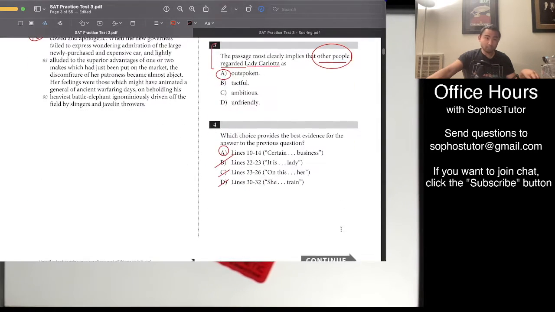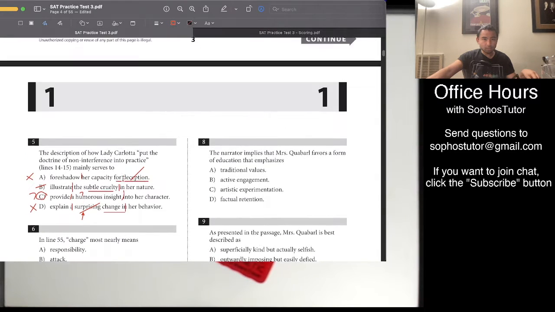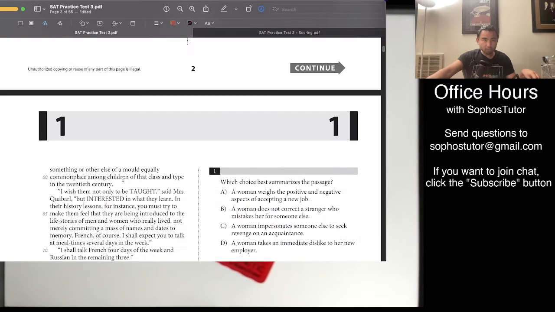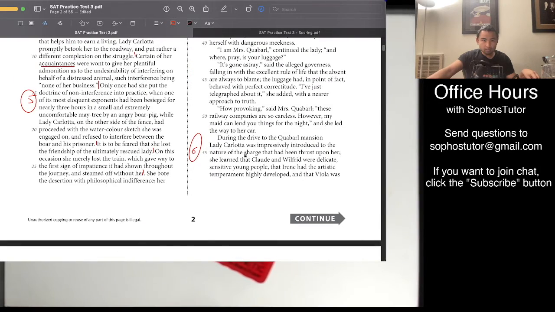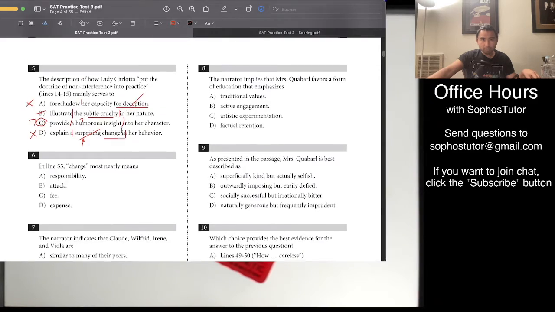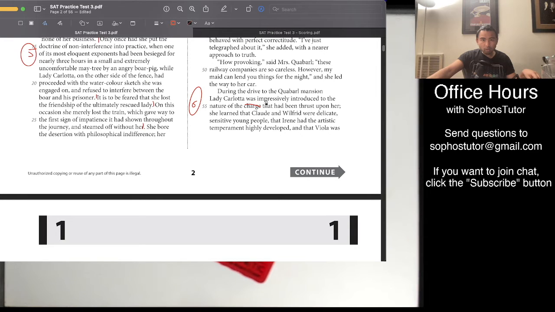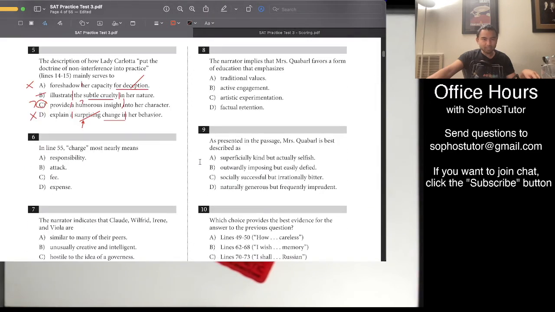Whew. Question number 6. In line 55, charge most nearly means. So let's go ahead and cross out charge in line 55. Okay, what are we going to plug in for charge? Responsibility. Lady Carlotta was impressively introduced to the nature of the responsibility that had been thrust upon her. That feels so good. I don't even think I need to check the others. The attack, the fee, that doesn't make sense. Yeah, it's definitely A.